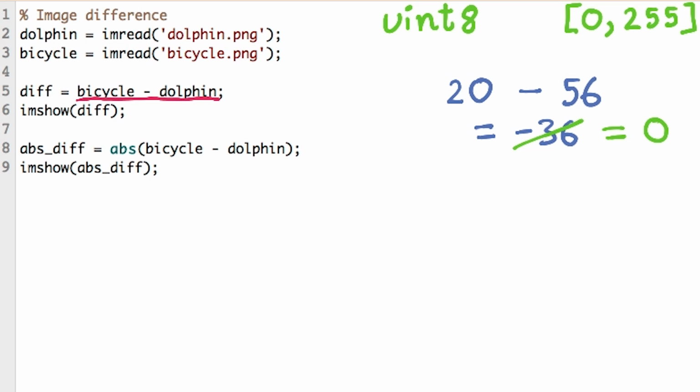Notice that even in the absolute difference case, the subtraction is performed first. This intermediate result is the same as the original difference. The numbers here are already between 0 and 255, so the absolute value operator doesn't make any difference. So what can we do about this?